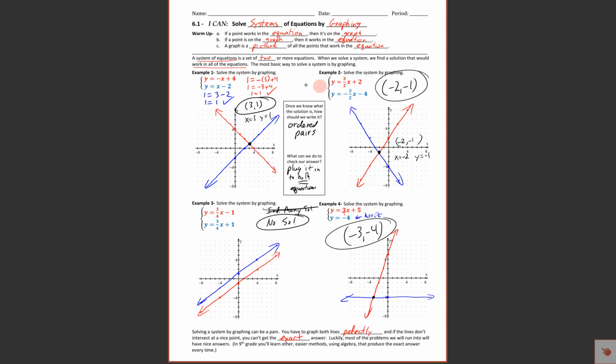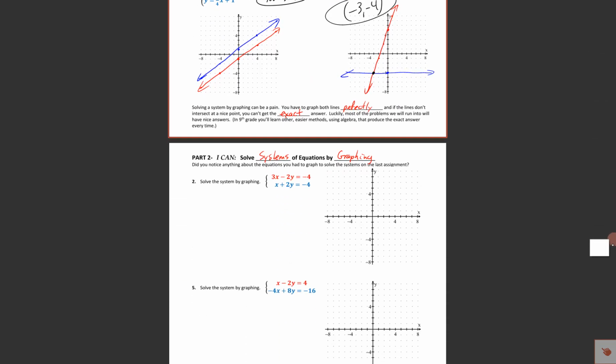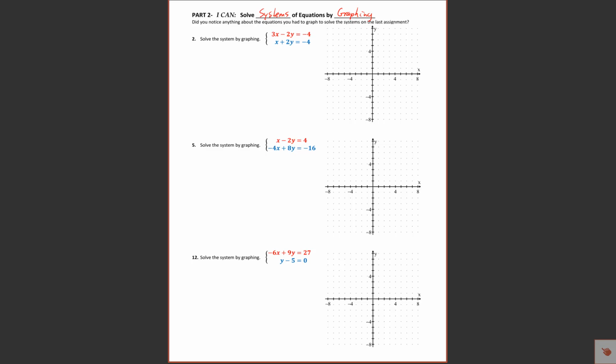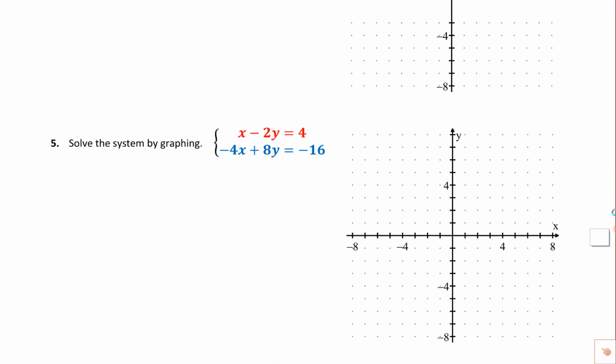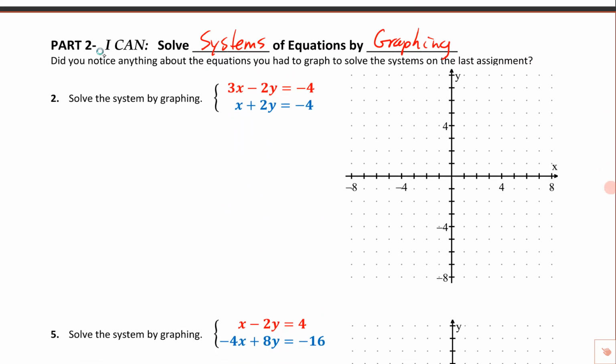They were all in slope-intercept form. They were all solved for y, so it was fairly easy to just go ahead and graph the equations, find the point where the lines cross, and then write down the answer. So today we're going to pick up right where we left off. We're going to be talking about solving systems of equations by graphing. So go ahead and write that in the I can statement right there.